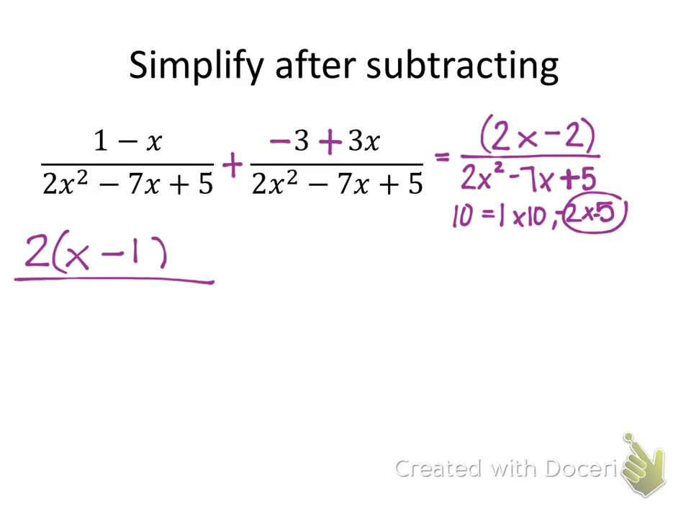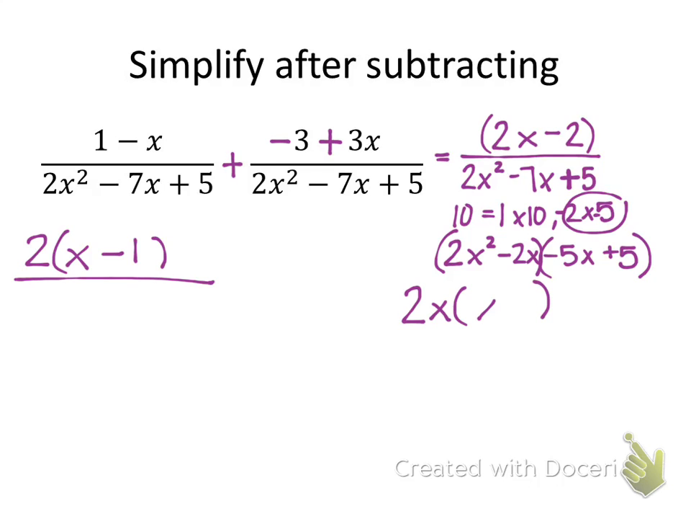Okay? Then I write my next step, which is I take my original problem, 2x squared. Instead of writing negative 7x, remember, I write negative 2x minus 5x. I replace it with the two terms that add together to give me negative 7. And then I write that last term, plus 5. Then I group them together and do factor by grouping. 2x squared minus 2x, I can take out a 2 and an x, and I'm left with x minus 1.